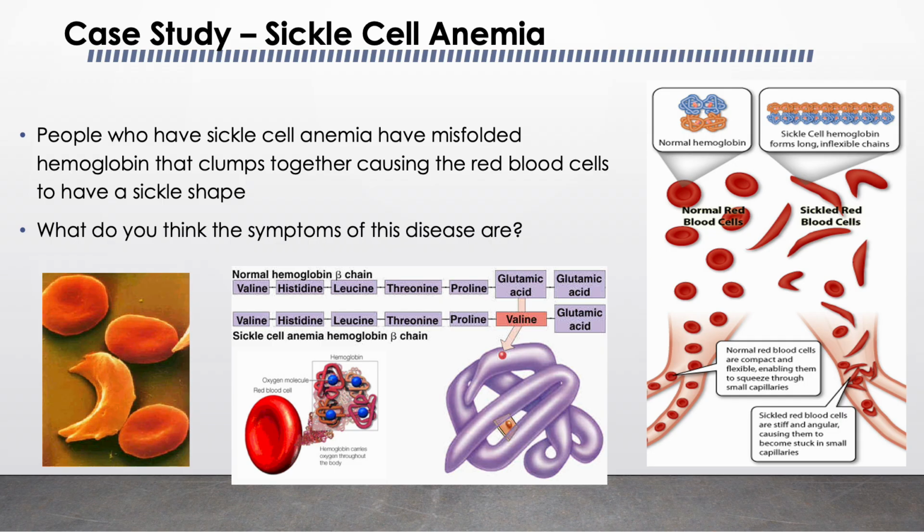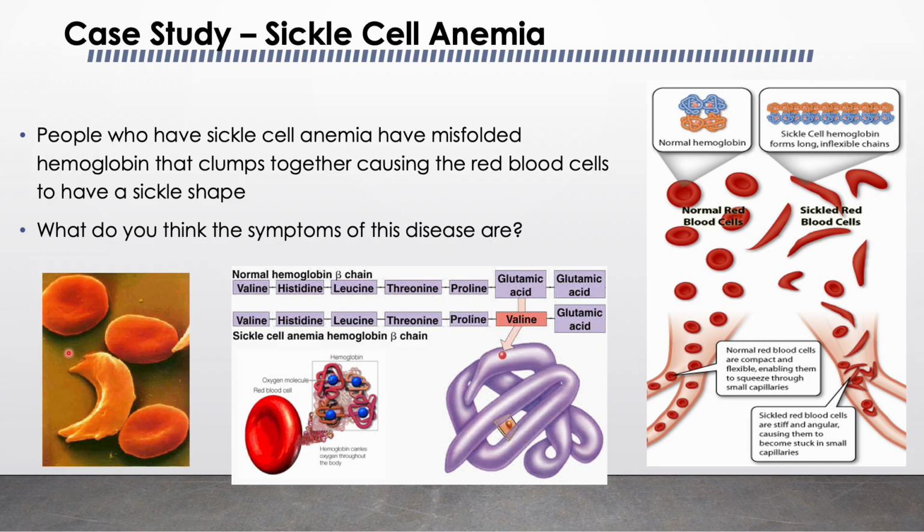Some of you might have heard of sickle cell anemia. An individual with sickle cell anemia has misfolded hemoglobin that clumps together, causing the red blood cells to have a sickle shape. Normal red blood cells are these discs that you see with a little dip in the middle. Those are normal red blood cells that allow for the transporting of oxygen. That's the hemoglobin transporting your oxygen.